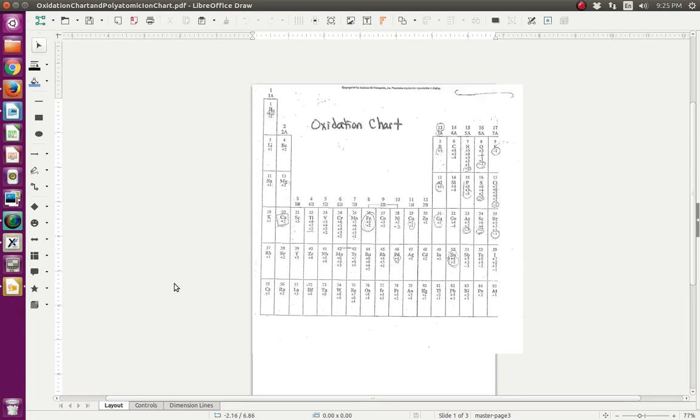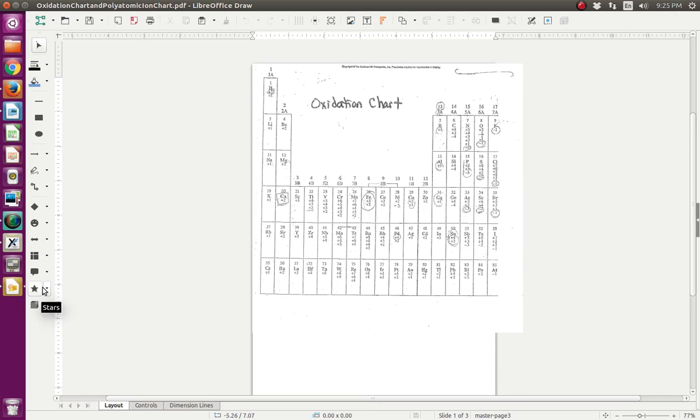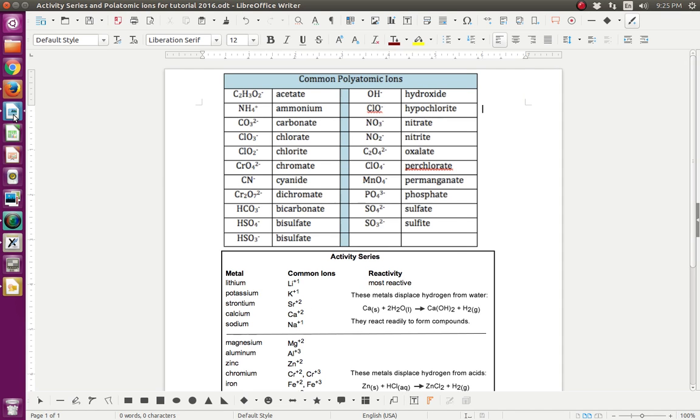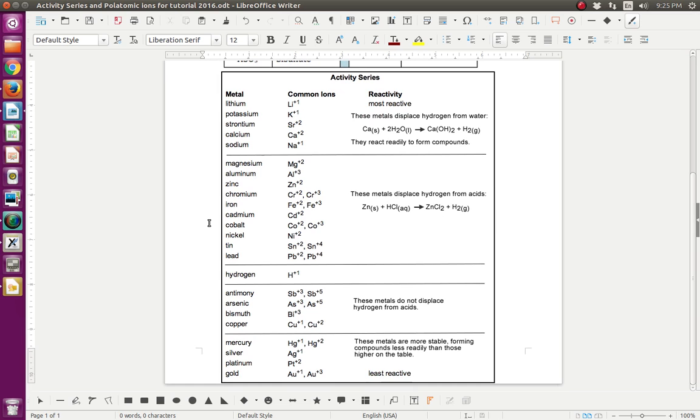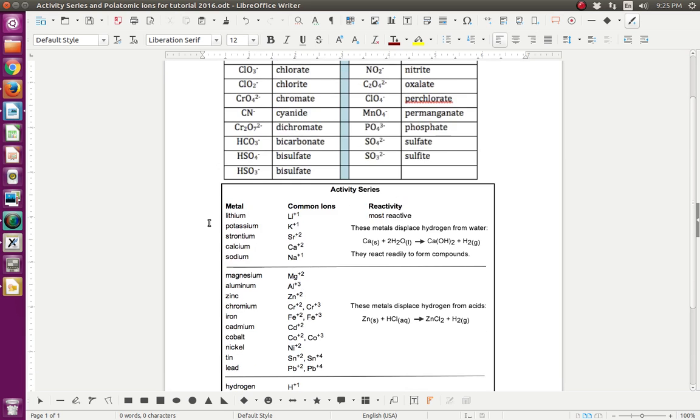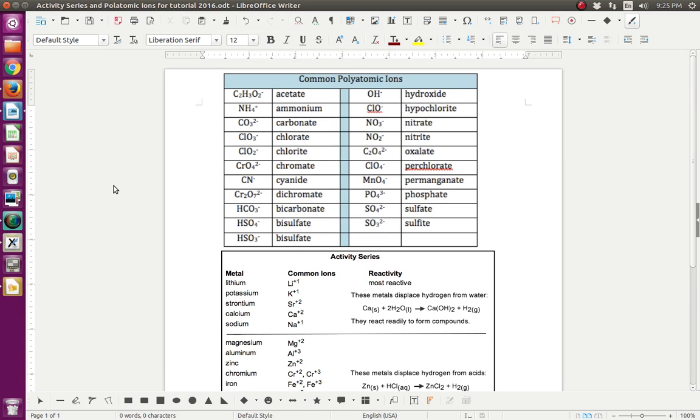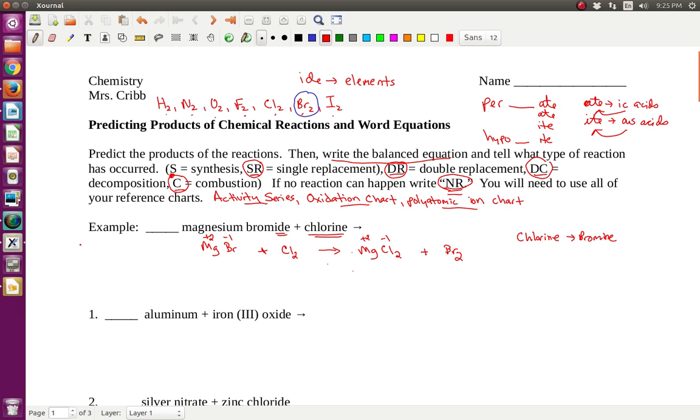So that's the oxidation chart. We're going to pull that up periodically. And I think there we go. Activity series. Let's see. Oh, I didn't put the halogens on this particular one, but you can look at your own activity series, and you can see that chlorine can replace bromine. So there's that little single guy, and there's another little single guy, so that's a single replacement reaction.